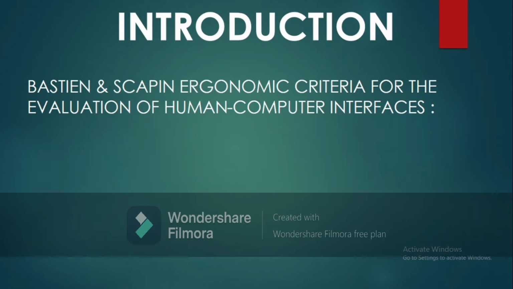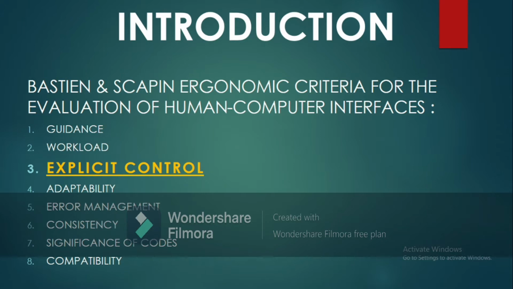Hello and welcome. In this video we're going to talk about one of the 8 Bastien and Scapin ergonomic criteria, and these criteria are actually used for the evaluation of human-computer interfaces, which is explicit control.